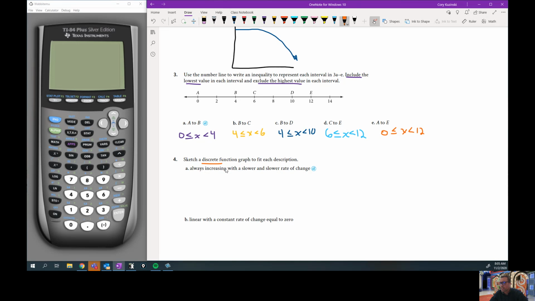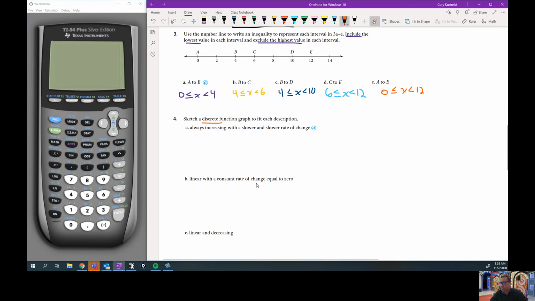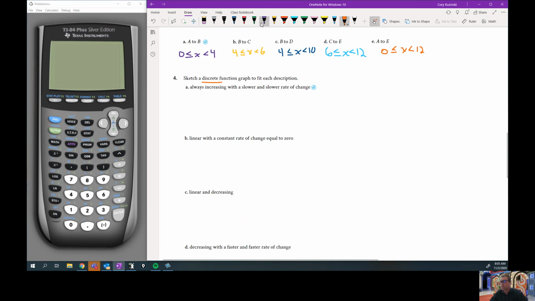Sketch a discrete function to fit each description. Always increasing with a slower and slower rate of change. All right, always increasing, but then slower and slower. So fast at first and then slow. So it's discrete though, so it's not continuous. So we're not going to make a line. Something like that. Linear with a constant rate of change equal to 0. Okay, so that's going to be a horizontal line, but again, discrete means not continuous.